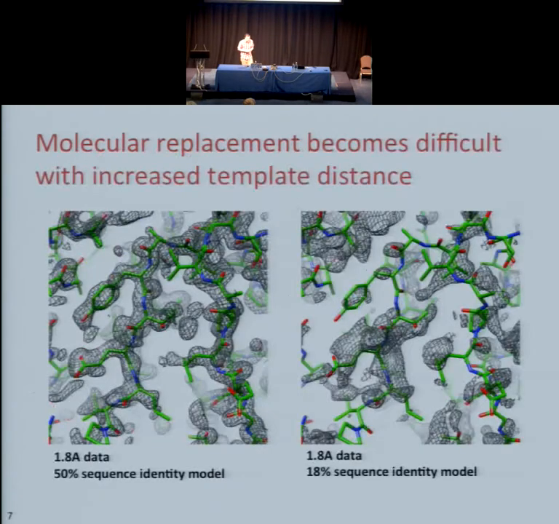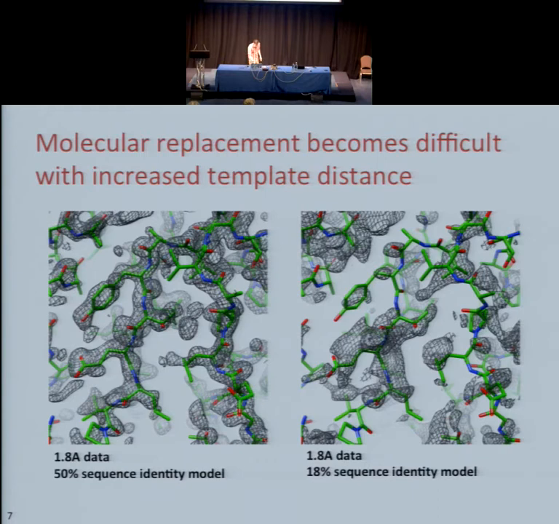All right, so getting back to molecular replacement, like I mentioned at the beginning of my talk, molecular replacement becomes more and more difficult as the template structure gets further from the target. Here you see the same 1.8 angstrom data set phased using two different molecular replacement models. On the left, we have a very good 50% sequence identity model. You can see the density map is straightforward to interpret. Everything looks really nice. On the other hand, if we use this 18% sequence identity model, it's extremely difficult to interpret. The backbone density isn't visible. It would be very difficult to build a model into this density map.